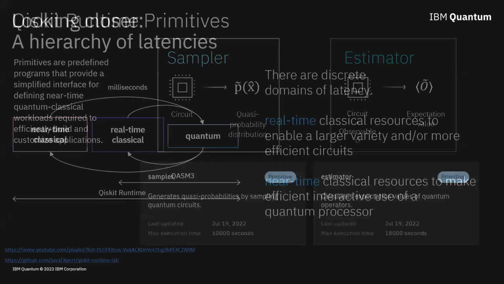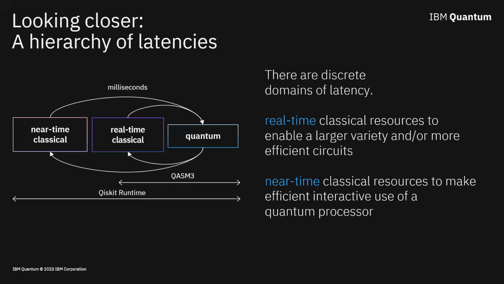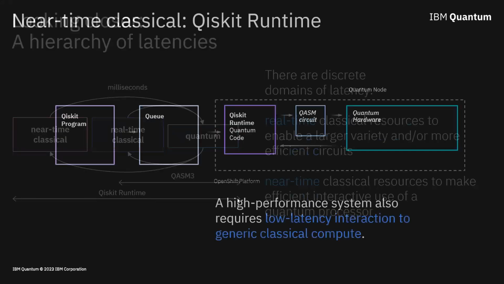Okay. Why did we just introduce the runtime? First of all, because we want to shrink the latencies inside the computation. So basically, you have near-time classical, real-time classical, and the quantum. As you can see here, using the quantum assembler, we are in some areas of the milliseconds. But basically, if you use a runtime, you can make your computation much faster. You can be closer to near real-time computation.